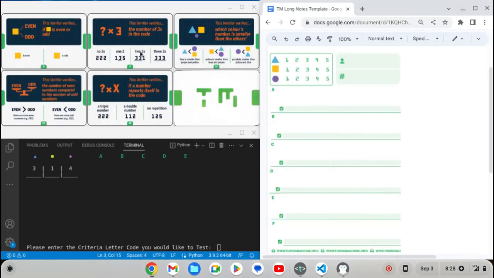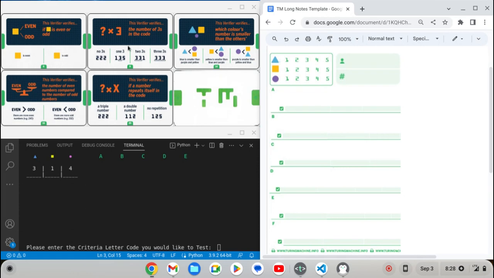So in the grid above, we've got our 5 criteria cards. On the top row, we've got criteria card A, criteria card B, and criteria card C. On the bottom row, we've got criteria card D and criteria card E. So criteria card A looks at our middle digit, the square digit, and will let us know whether its value is an even digit or an odd digit.